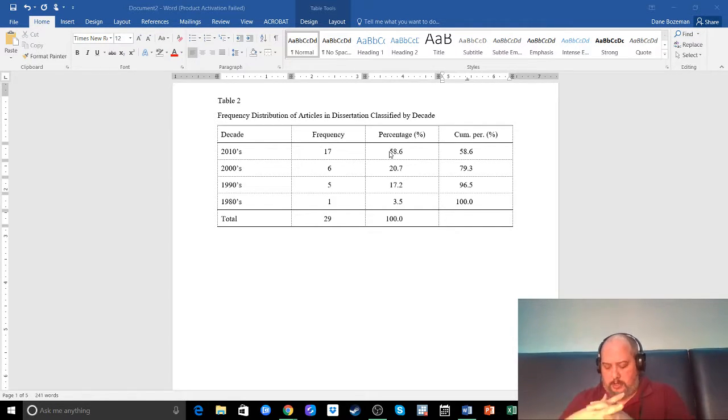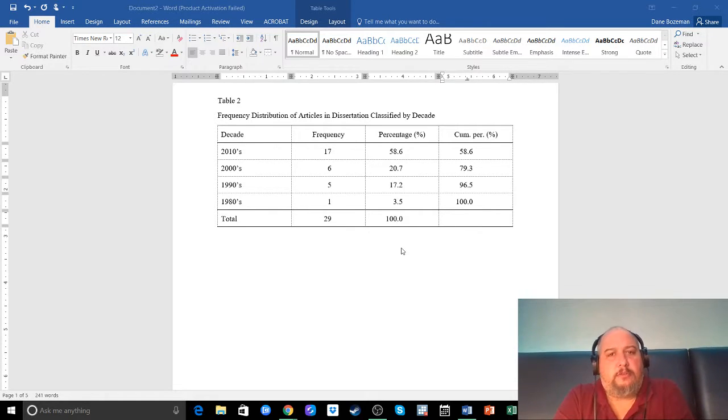Last question. Why are they so useful? Frequency distribution tables are so useful because they take complex ideas and make them simple to understand. If I were to look at a reference section of a dissertation, I can't see an individual reference. It's too much. There's too much information. I've got information overload.